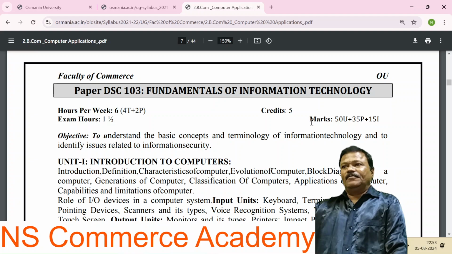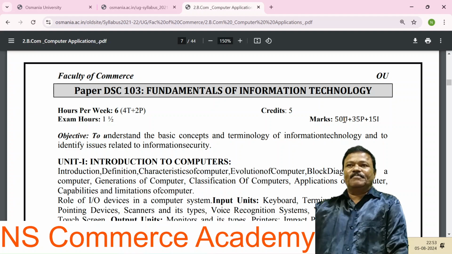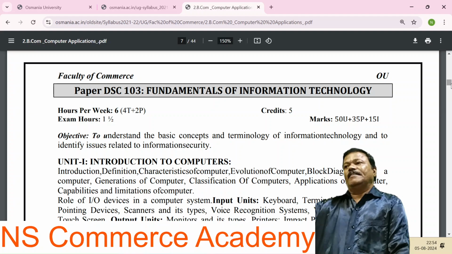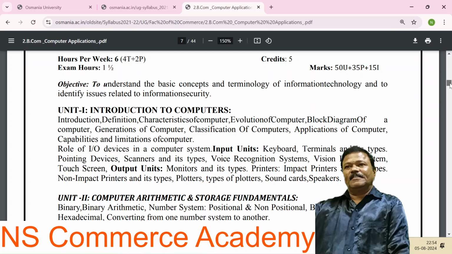So this subject carries 100 marks. Under 100 marks, 50 marks are for theory, and this paper has a duration of 2 hours exam, 25 marks for practicals, and 15 marks for internal exams.